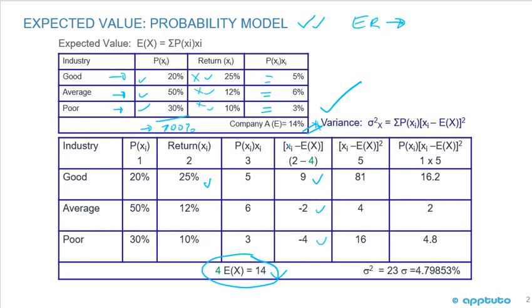So we do return minus expected return. Then we square it. So 9 times 9, 81. Negative 2 times negative 2 is 4. And negative 4 times negative 4 is 16.